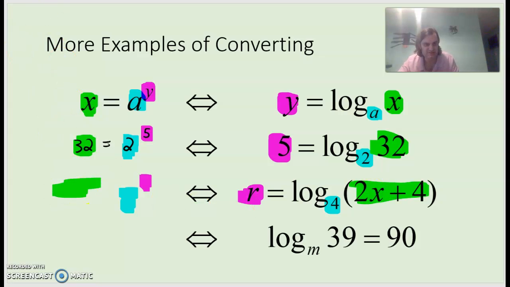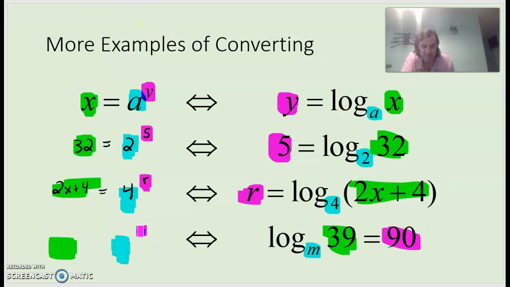So these are just placeholders, so there can be some scary looking stuff in there. So that's going to be 2x plus 4 equals 4 raised to the r. The last one is written a little bit backwards, but we've got log base m of 39 equals 90. Purple. So let's fill that in. We can have 39 equals m to the 90.